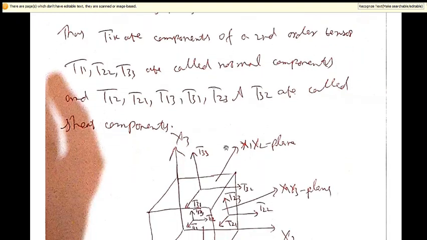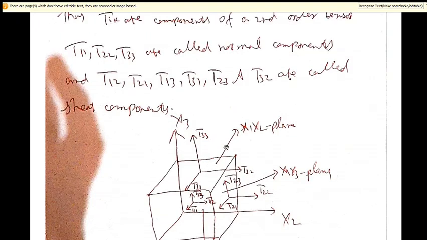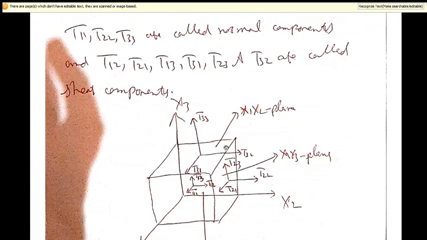Now we have a total of 9 components of this stress. For a vector we have 3 components, and we know that the first component is in the direction of x1, the second is in the direction of x2, and the third is in the direction of x3. So here we will see 9 components. How can you denote these 9 components, that is, which component is in which direction?